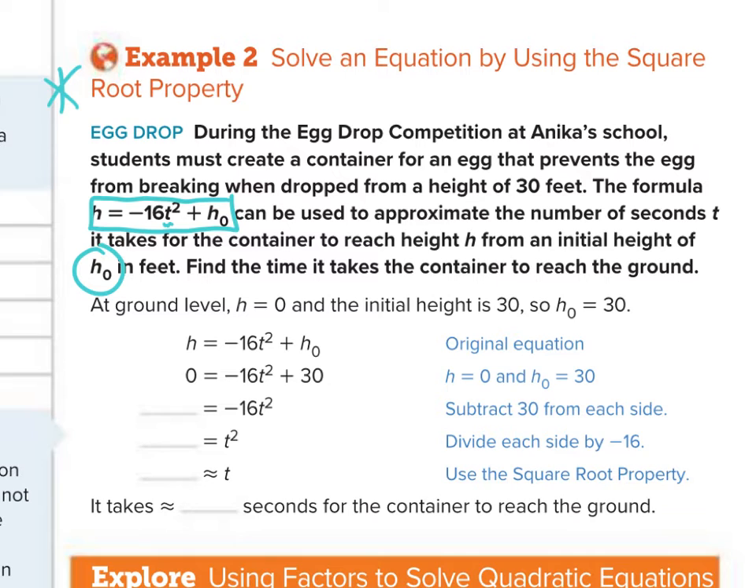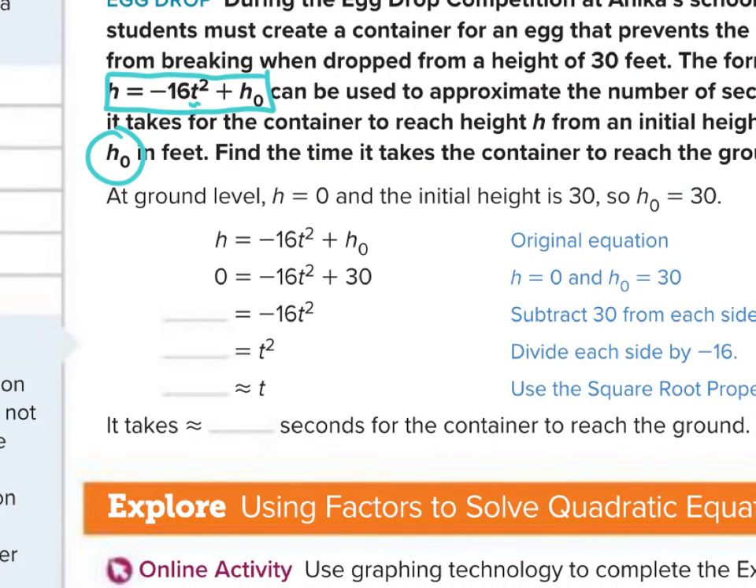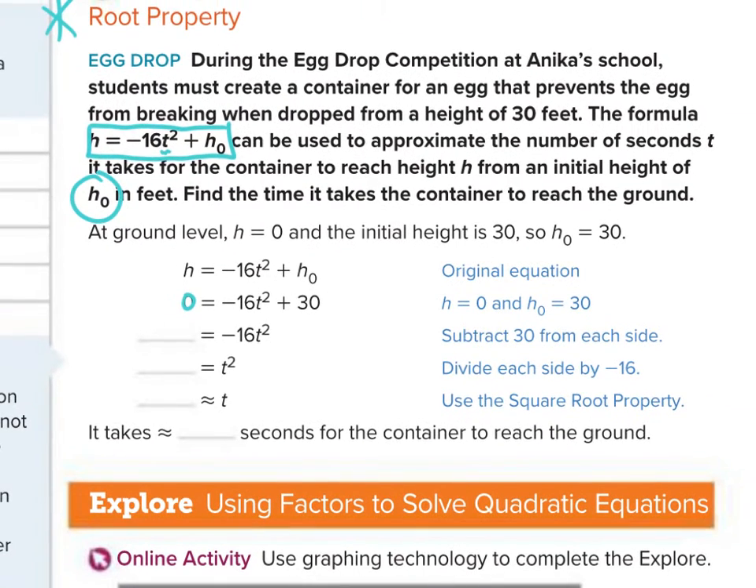Okay, so at ground level, what elevation is ground level? Has it gone up or down if it's at the ground? No, so they plugged in a 0 for h, okay? Now the h0 is the initial height. So look at the question. What height did they drop it from? 30. So they just plugged 30 in for that and 0 in for h, okay? All right, now you just solve like you did.